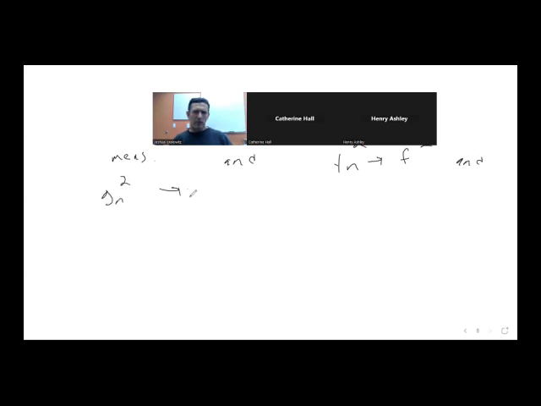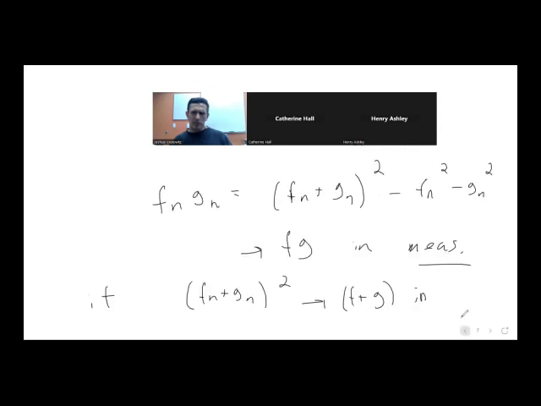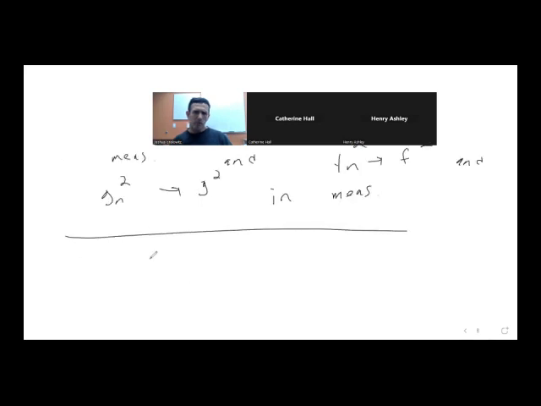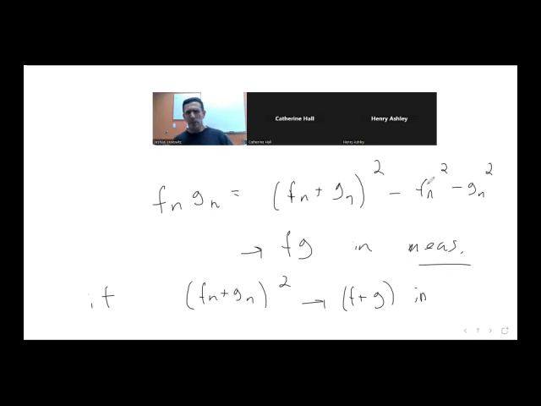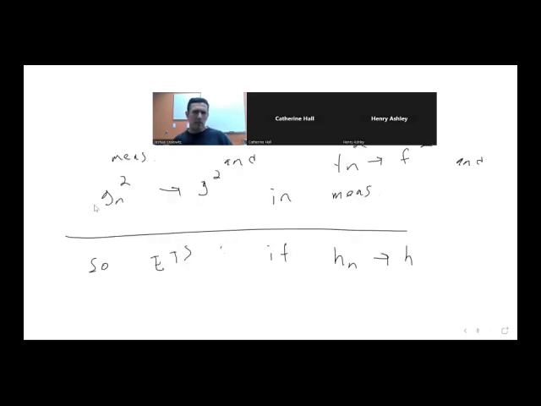Just writing this to keep this in the recording. Because certainly if Fn goes to F in measure and Gn goes to G in measure, and you have convergence in measure of any two sequences of functions, the addition converges in measure also. So I'll even use Hn just so it's not confusing. If Hn goes to H, so really Hn is any of Fn, Gn, or Fn plus Gn. That clear?